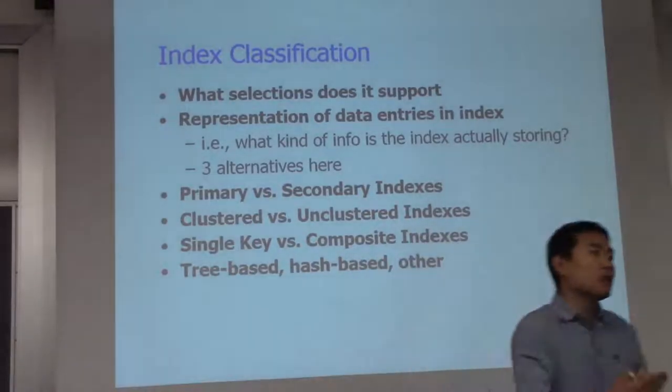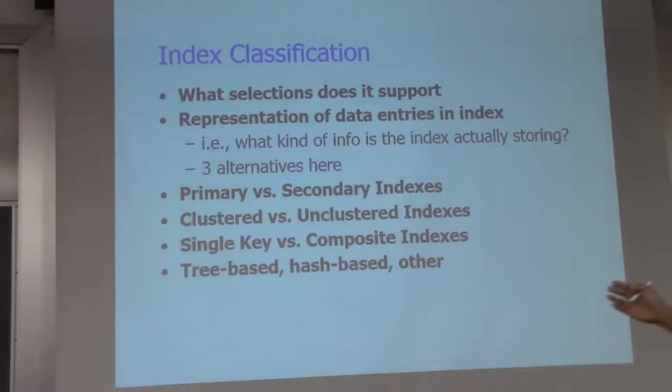In the literature, you see terminology like primary and secondary indexes. Oftentimes, primary and secondary index refer to indexes built on your primary key and non-primary keys. If you have an index over your primary key, that's what we call a primary index. If you have an index over non-primary key attributes, then that's called a secondary index.